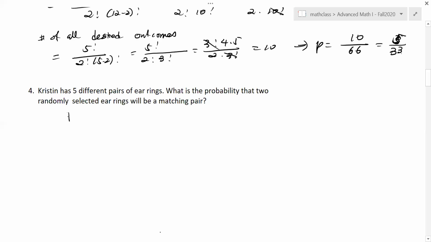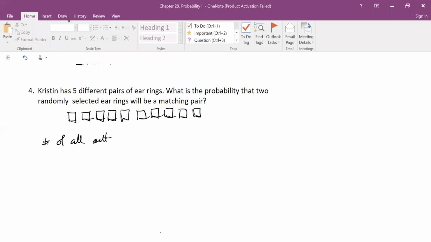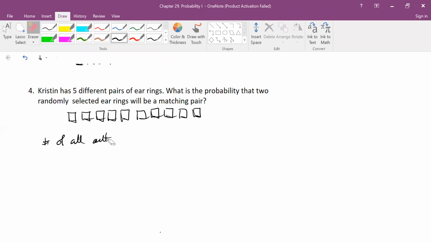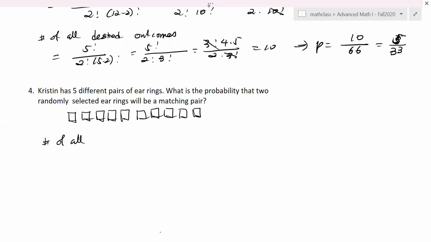So you have 10 boxes, right? 1, 2, 3, 4, 5. You don't know which 2 boxes give you a matching pair. So the number of all outcomes is going to be what? You pick up a pair of boxes, right? We don't count the order. It's not necessary to count the order.